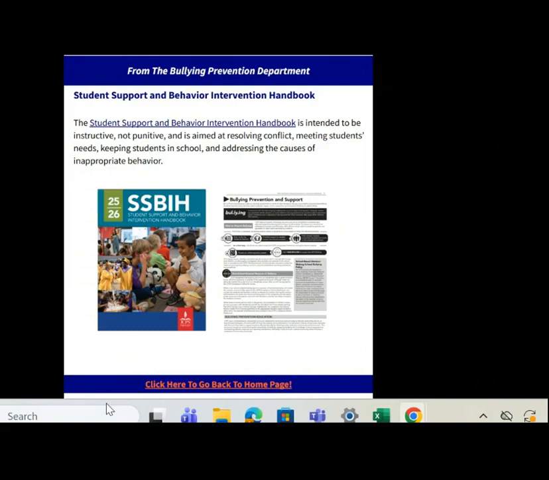And a side note, the SSBIH is modified on major changes biannually, but it's reprinted with small edits every year. Here you will also see a screenshot of what the bullying prevention page looks like within the SSBIH.